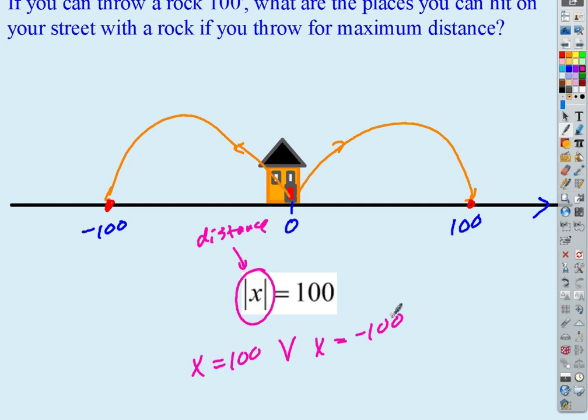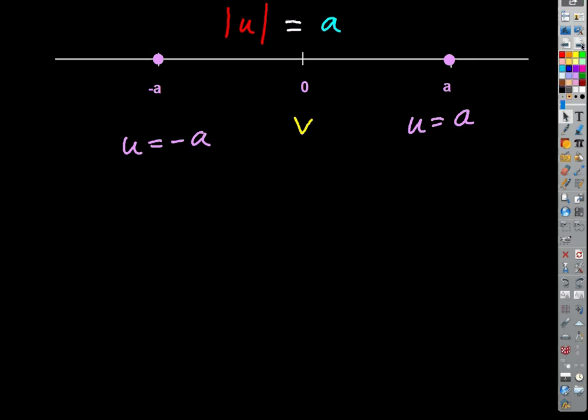Now let's take another case. So we know if we throw it 100, it's going to land in one of those two places. And here's kind of the mathematical way of saying that. If we've got the absolute value of u, where u could be anything. In our case, in a simple case, it's just an x, but it could be a 2x plus 7 or a 9x minus 3 or something like that, right? If we have an absolute value of something equal to a number A, then the solutions are always going to be whatever's inside, call it u, equals the negative number or equals the positive number. You already told me that earlier, okay?